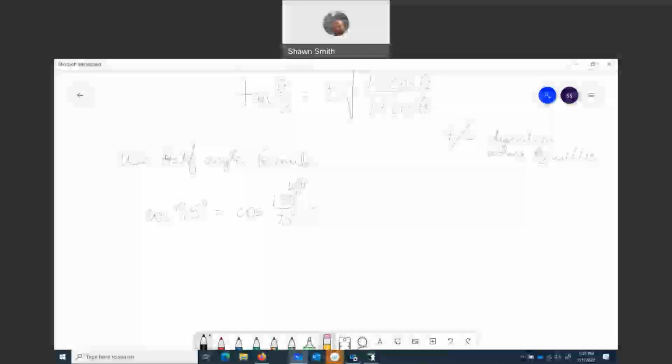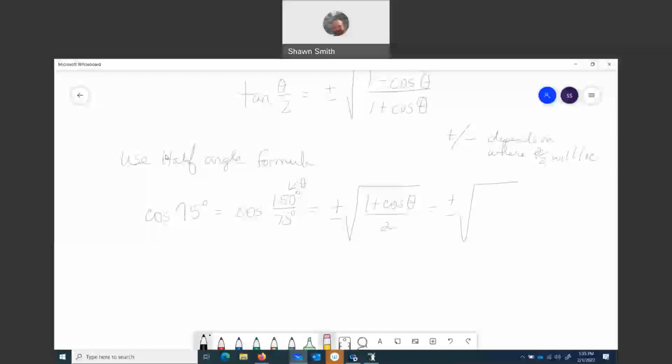cosine of half, it's either the plus or the minus, the square root of 1 plus the cosine of theta divided by 2. So it's either the plus or the minus, square root of 1 plus, what is the cosine of 150 degrees? Put it in the calculator if you don't remember, right? You see the decimal, but you probably could recognize it as being negative square root of 3 over 2.